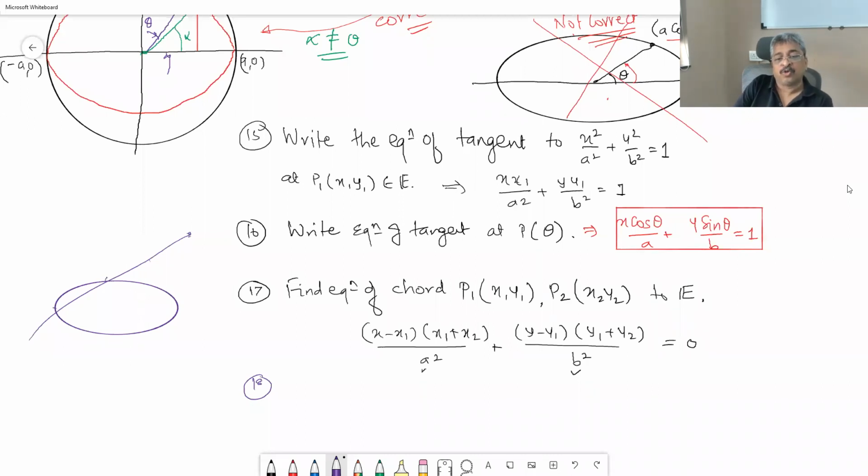It will be useful several times. Find equation of chord P1 theta 1, P2 theta 2.